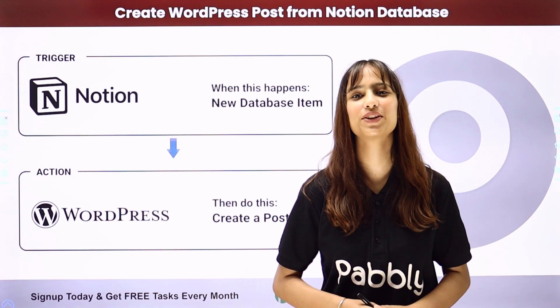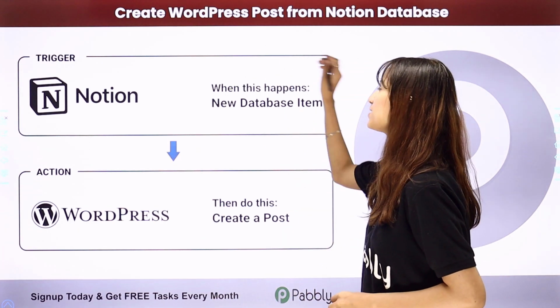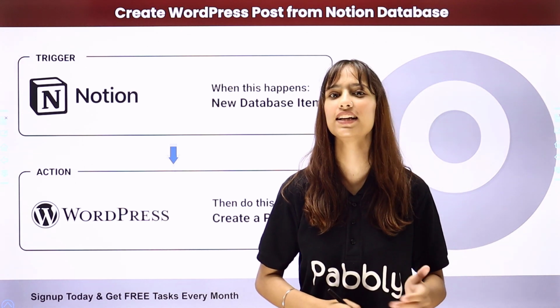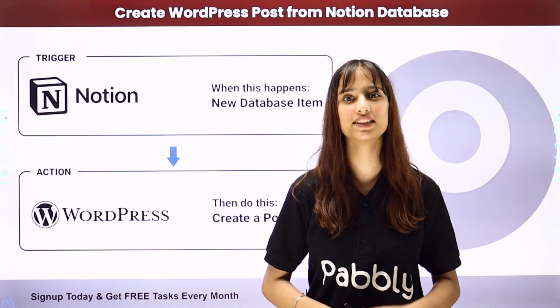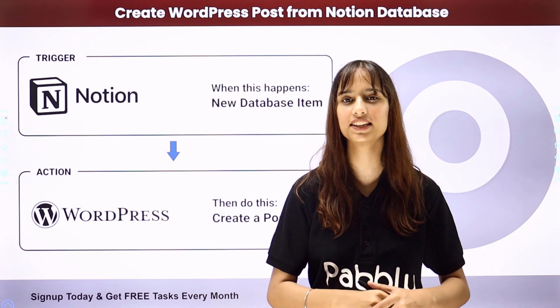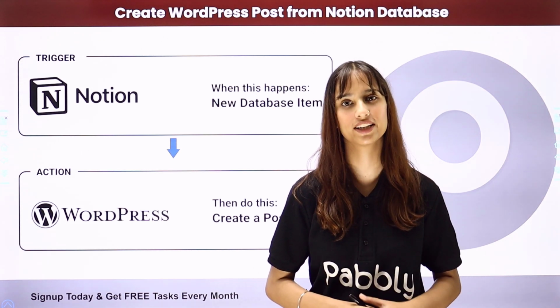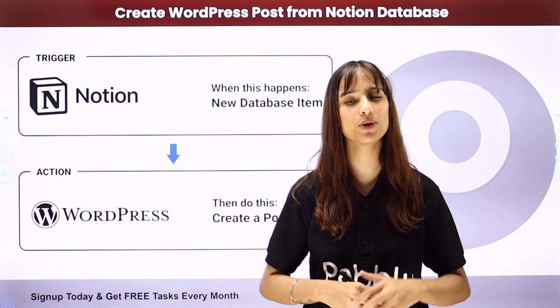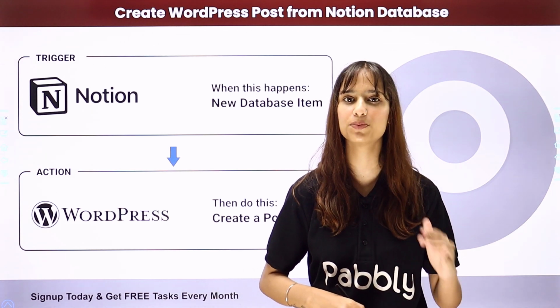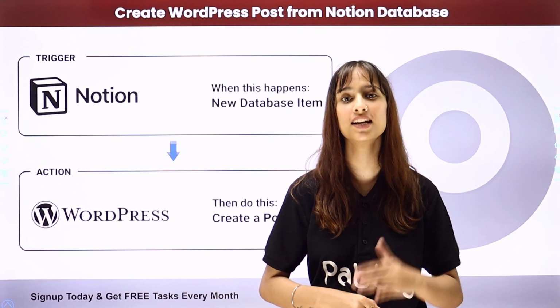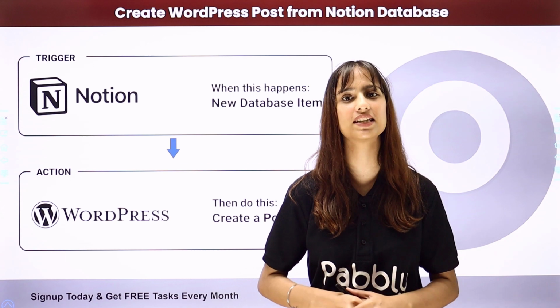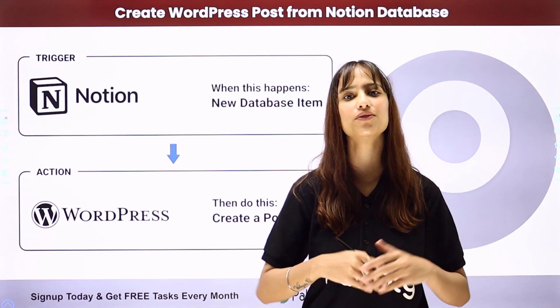So in today's video, we are going to understand how to create WordPress posts from Notion database. So here let's assume that I am a content writer and in a Notion database, I've added the post title and the post content. So my objective is that whenever I'm going to add a new post title and the post content in my Notion database, then automatically by using the same details, a post should be created on WordPress.